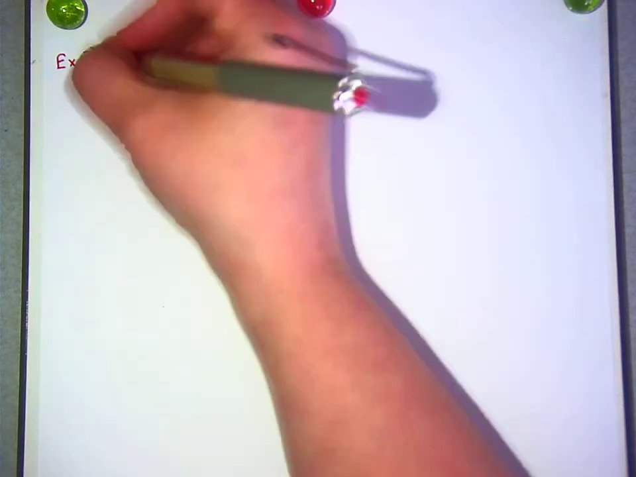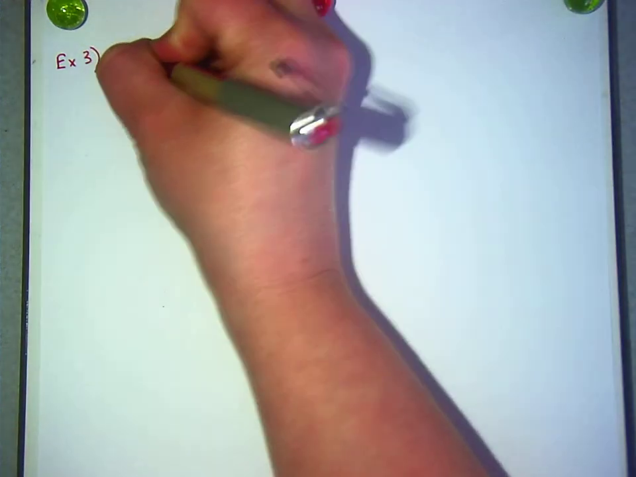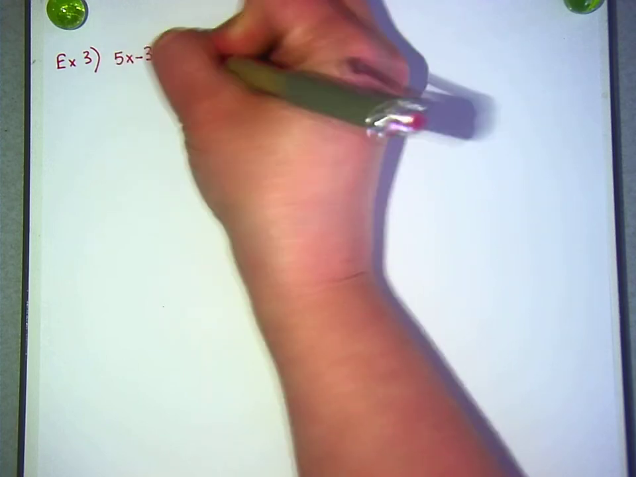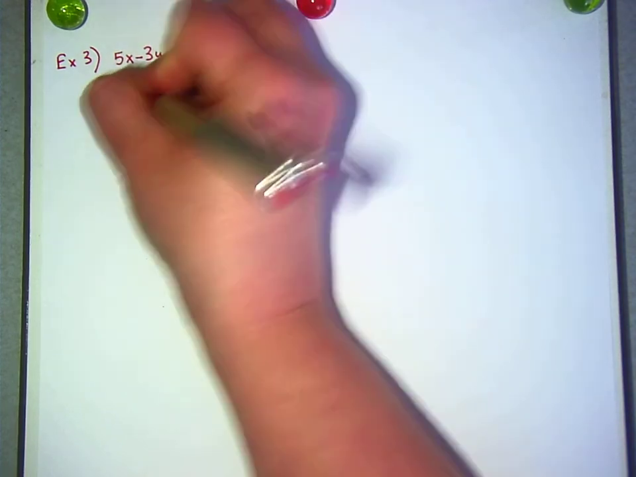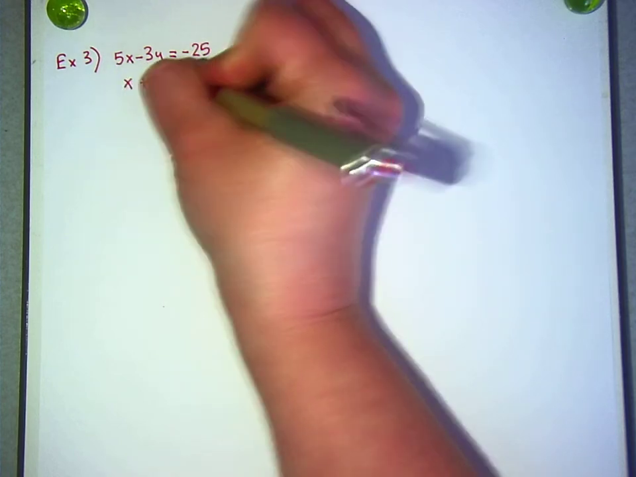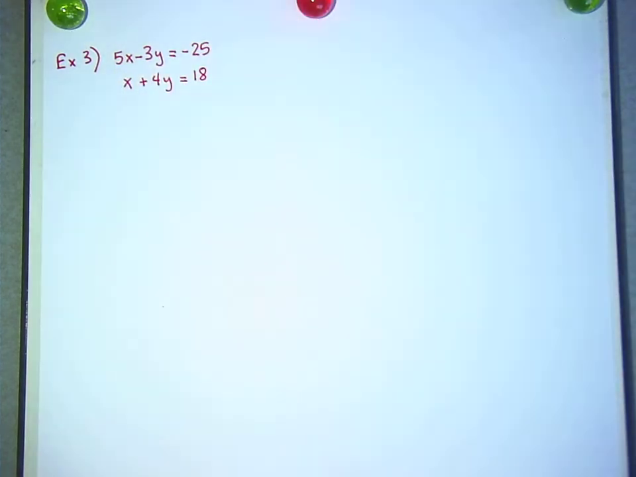All right, example 3. 5x minus 3y equals negative 25. And x plus 4y equals 18. Okay, well, what's the problem? We could solve for y or x first, but you notice how like last time it looked like y equals something or x equals something, and this time it definitely does not look like that. So mathematicians are lazy. Let's pick the easiest one. Now technically we could solve for the x or the y in either equation, but what's the easiest thing to solve for right now?